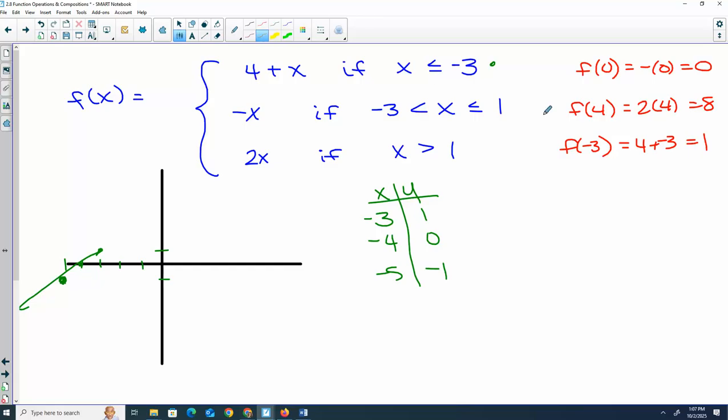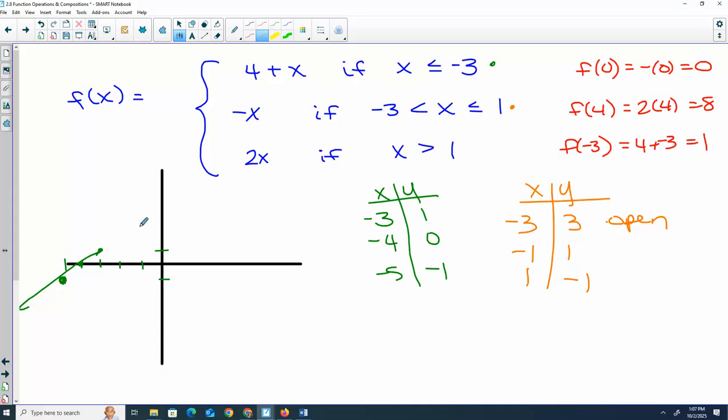The middle piece, what do you have to plug in? You have to put in the negative 3 and the 1. Because the negative 3 didn't have an equal to, what does that mean about our graph? Open circle. And then you could put in something in between them. So you get out the opposite of x. Opposite of negative 3 is 3. Opposite of negative 1 is 1. Opposite of 1 is negative 1. Do we remember this? Am I going too fast?